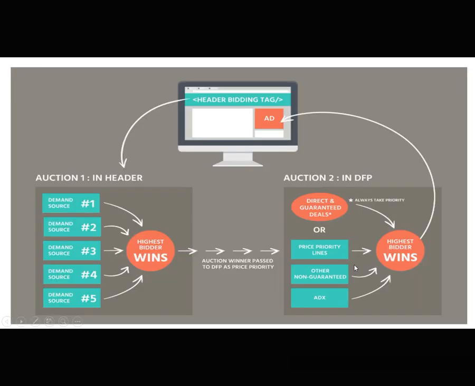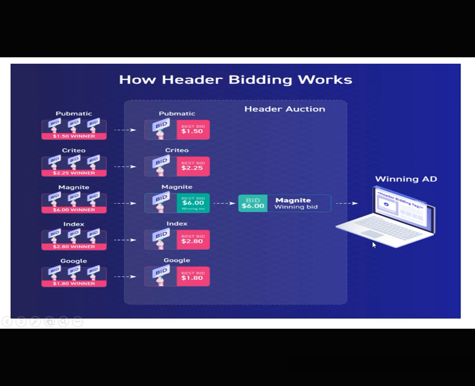This is the header bidding tag, which has been placed in the publisher's website server. These are the demand sources, four demand sources. The highest bidder wins from that demand source. The auction winner is passed to DFP as price parity. In DFP, if the price parity bid is the highest, then that ad is run. This we have already discussed.